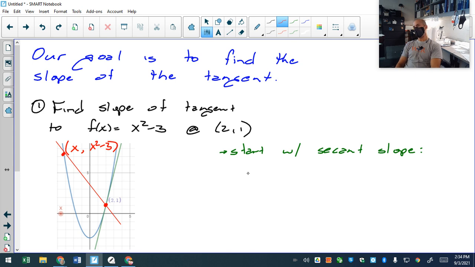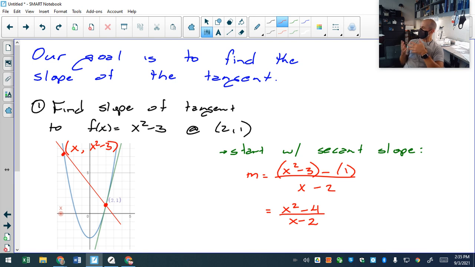And I'm going to find the slope of that secant, which will be change in y, x squared minus 3, minus the other y coordinate, which is 1, over x minus the x, which will be x minus 2. Then I'll clean that up, and my slope right now is x squared minus 4 over x minus 2. And that is the slope of the secant line for any point on x. If I put x here, I can just replace the x with whatever that x coordinate is. So I have some expression that represents the secant slope.